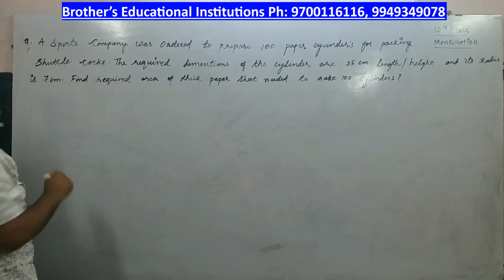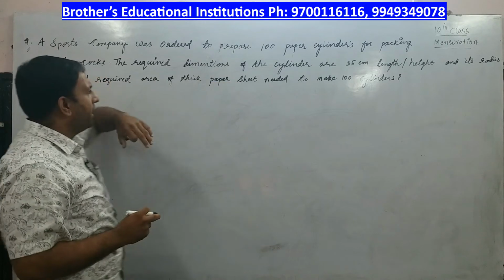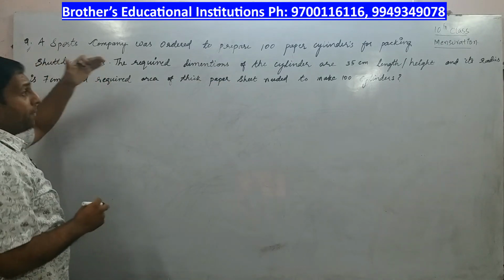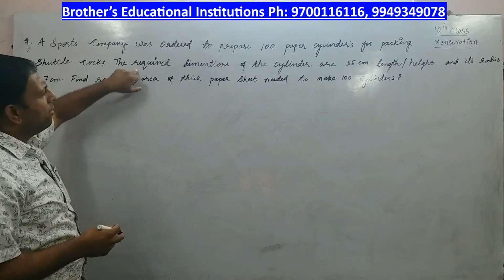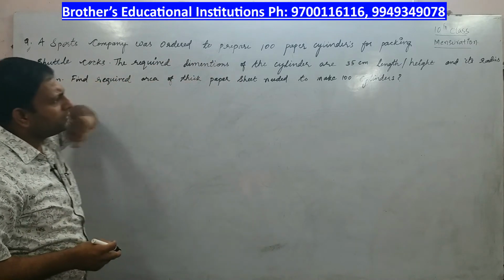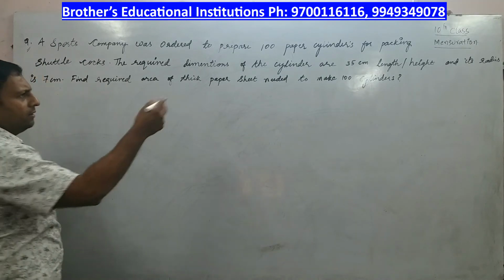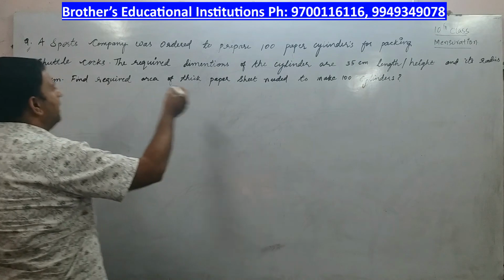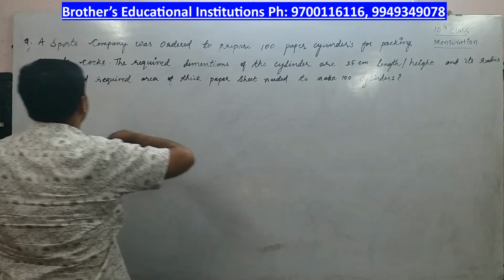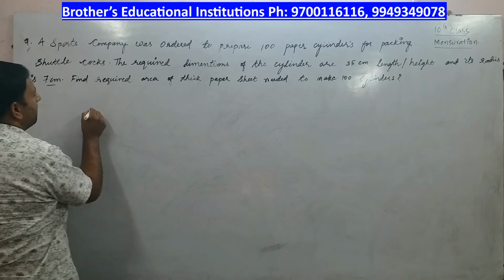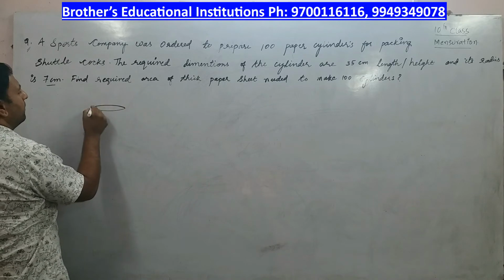Right? Yes. A sports company was ordered to prepare 100 paper cylinders for packing shuttlecocks, badminton cocks, right? The required dimensions of the cylinder are 35 centimeters length, height, and its radius is 7 centimeters, right? 35 centimeters length and radius is 7. So let me draw. This is a cylinder.